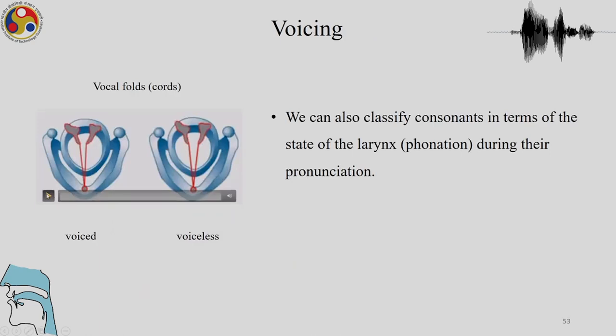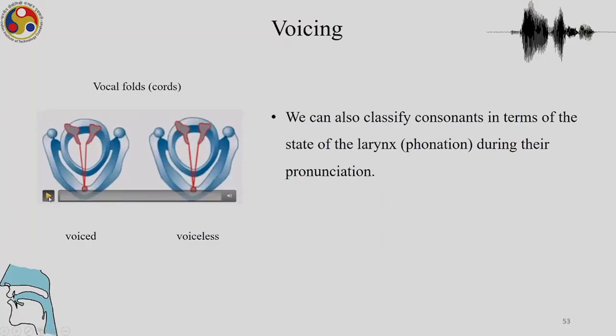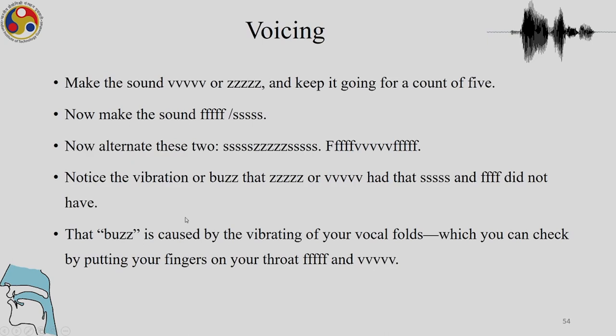We will wrap up today's lecture with a bit about voicing. Voicing occurs when you have vocal fold vibration, and you can see that here. These are the vocal folds, which are vibrating, producing voiced sound, and this is the voiceless. So what is the difference between voiceless and voiced?